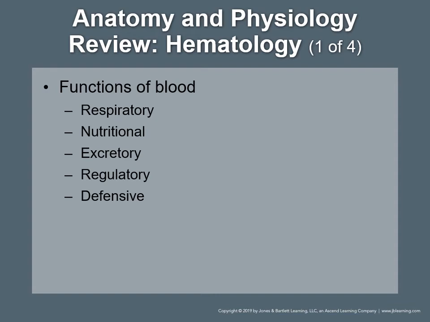Excretory, ferries the waste products of metabolism from the cells where they are produced to the excretory organs. Regulatory, transports hormones from their target organs and transmits excess internal heat to the surface of the body to be dissipated. Defensive, carries defensive cells and antibodies which protect the body against foreign organisms.